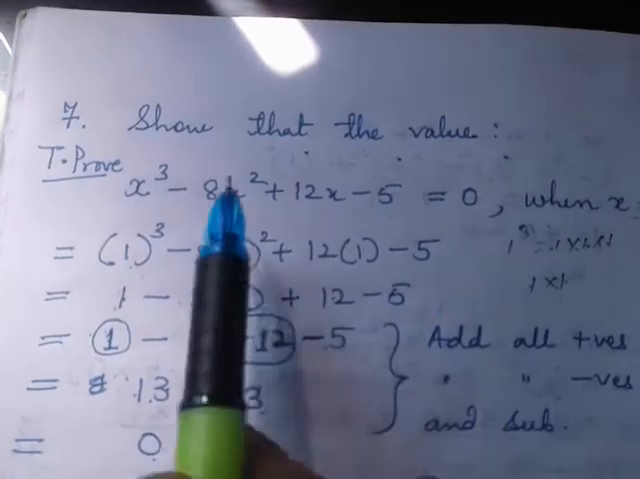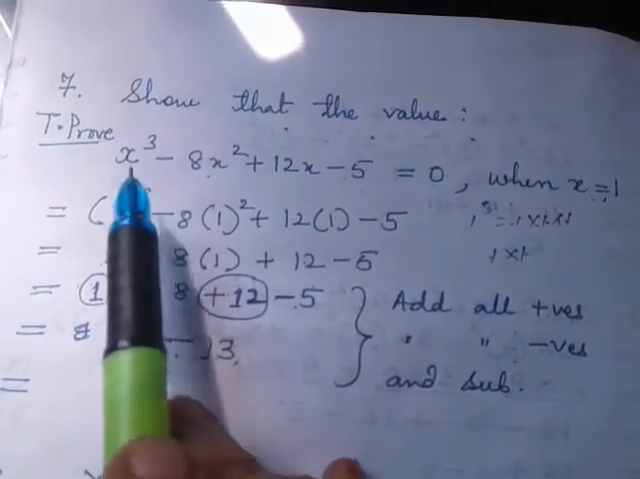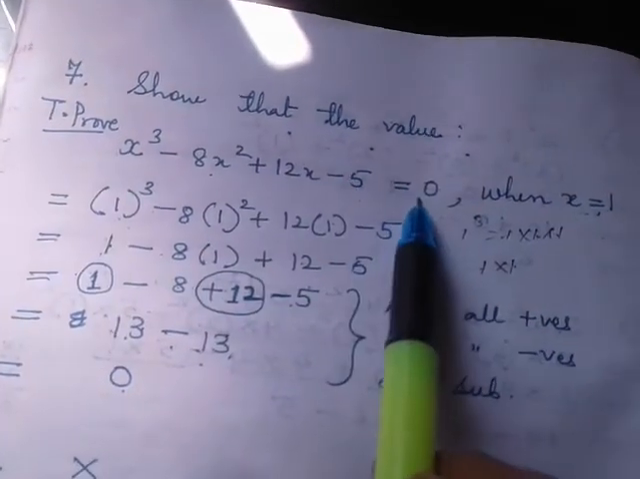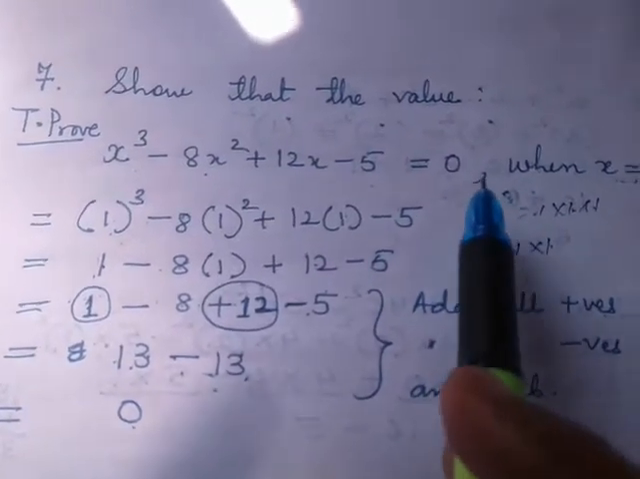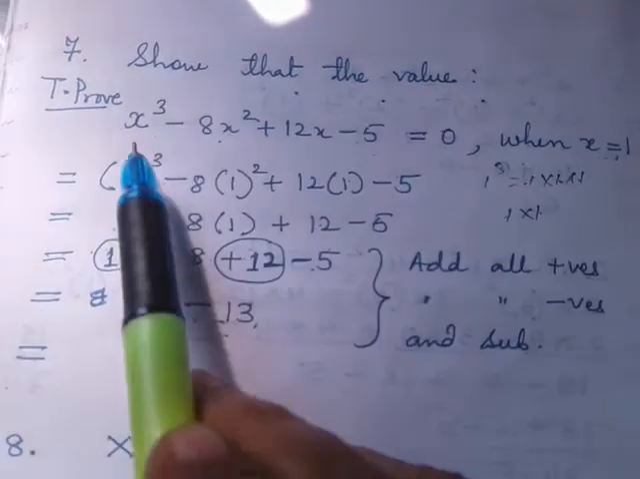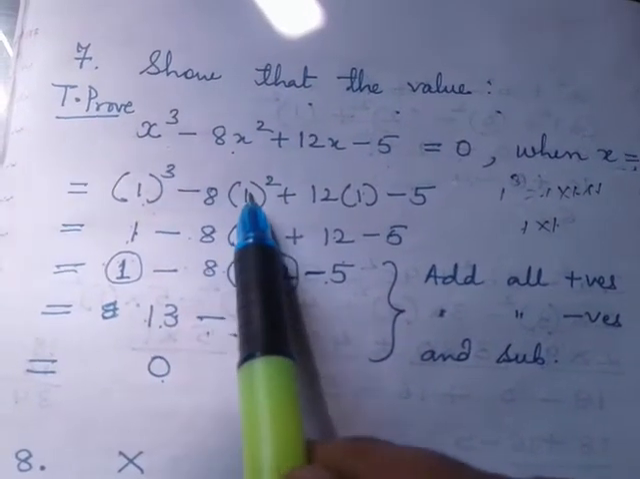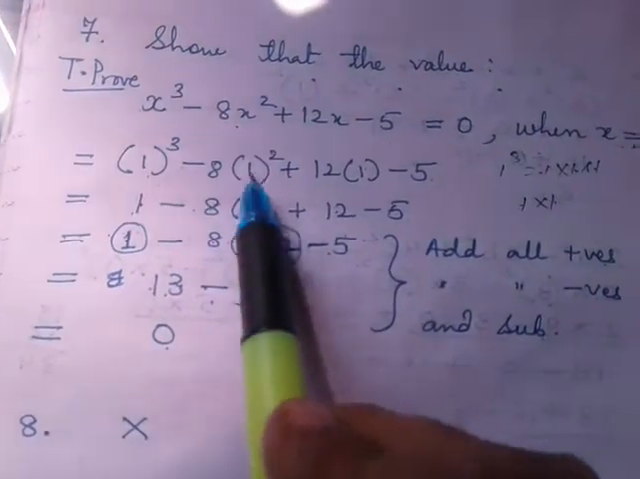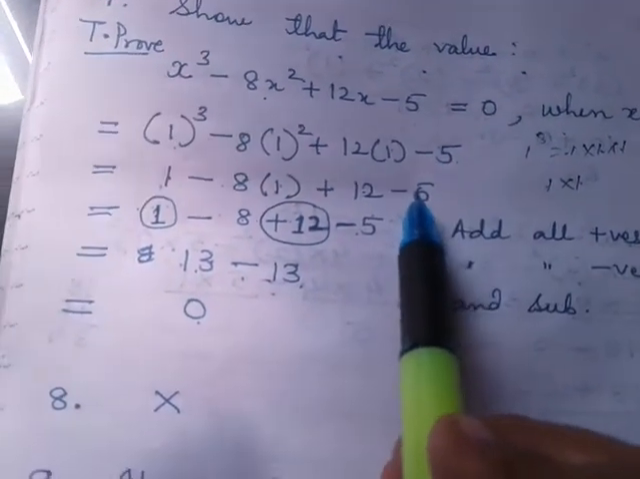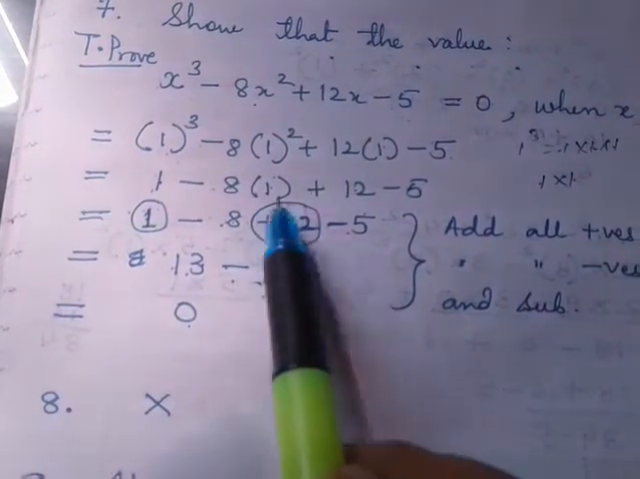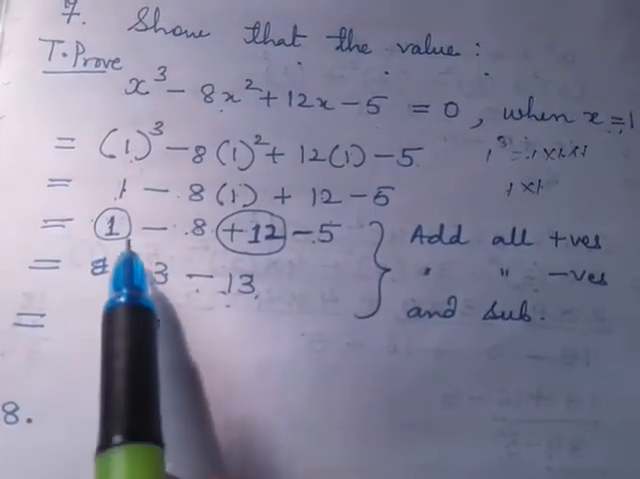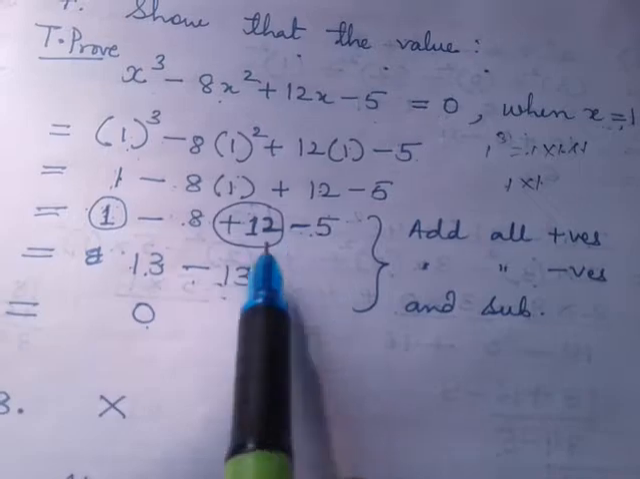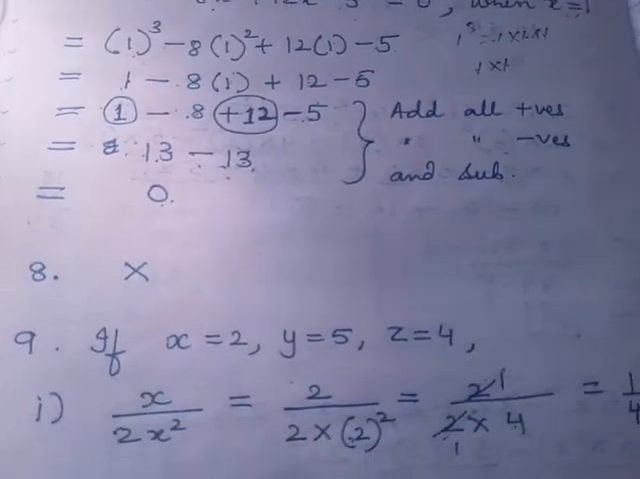Now, this shows that the value of x is 1. To prove means you have to prove that if you substitute x equal to 1, after solving you should get 0. If you get 0, it means you have solved it correctly. Okay, so substitute the value of x as 1. So 1 cube minus 8 into 1 square plus 12 into 1 minus 5. 1 cube means 1, 8 into 1, plus 12 ones are 12, minus 5. So 1 minus 8 plus 12 minus 5. Add all the positives: this is positive 13, this is negative 13. So 13 minus 13 is 0. Okay.